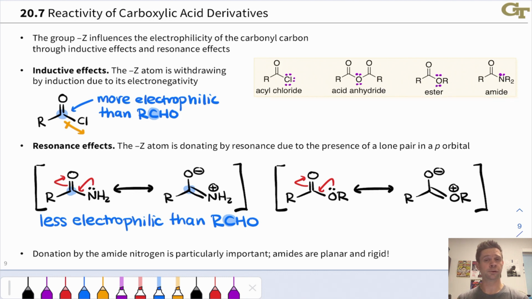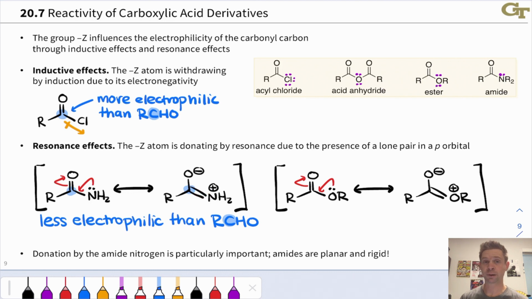It's most important when the heteroatomic group is a good electron donating group, something like an NR2 or an OR. But even for the acid chloride and acid anhydride, we can draw resonance structures derived from this kind of electron flow. And they show us that that heteroatom has the potential to donate electron density back to the carbonyl carbon.